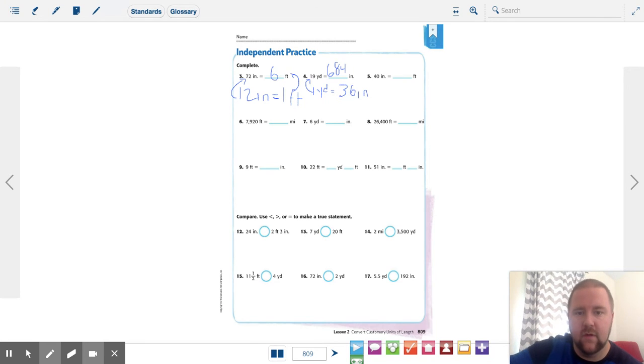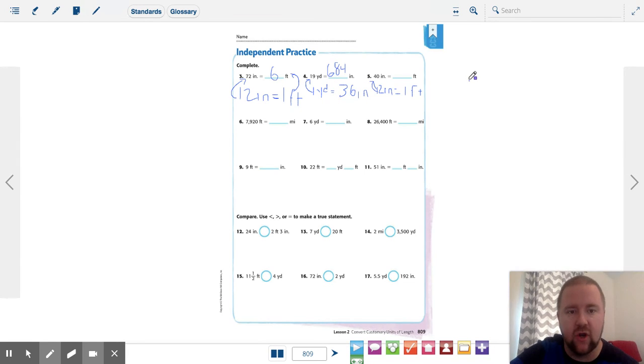This next problem, they show us 40 inches equals how many feet? Well, we know that 12 inches is 1 foot. Okay, so this one's not going to be as easy as the others because, well, how do we get from 12 to 40? You can't just multiply something there to get from 12 to 40. So you're actually going to do 40 divided by 12.